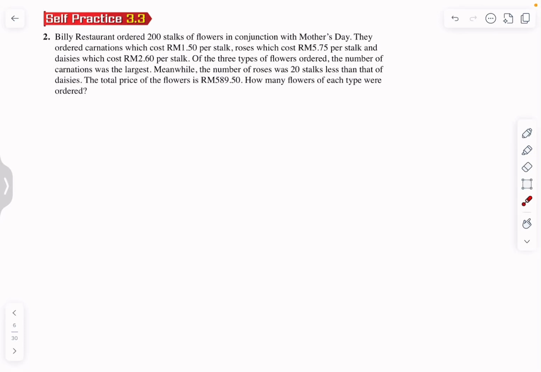Question 2. Billy Restaurant ordered 200 stalks of flowers for Mother's Day. They ordered carnations, which cost this much, roses, which cost this much, and daisies, which cost this much. Let's say carnations is X, roses we call it Y, and daisies we call this Z. So we can form our first equation here. They said total they ordered 200 stalks, so the number of carnations plus roses plus daisies must be 200.